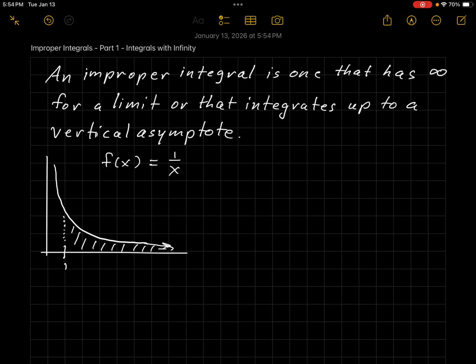Improper integrals, part 1. An improper integral is one that has infinity for a limit or that integrates up to a vertical asymptote. In this part, we will find integrals that have infinity for a limit. For example, suppose we have the function f of x equals 1 over x, and we want to integrate from 1 to infinity of f of x. A representation of the area is shown in the graph to the left.